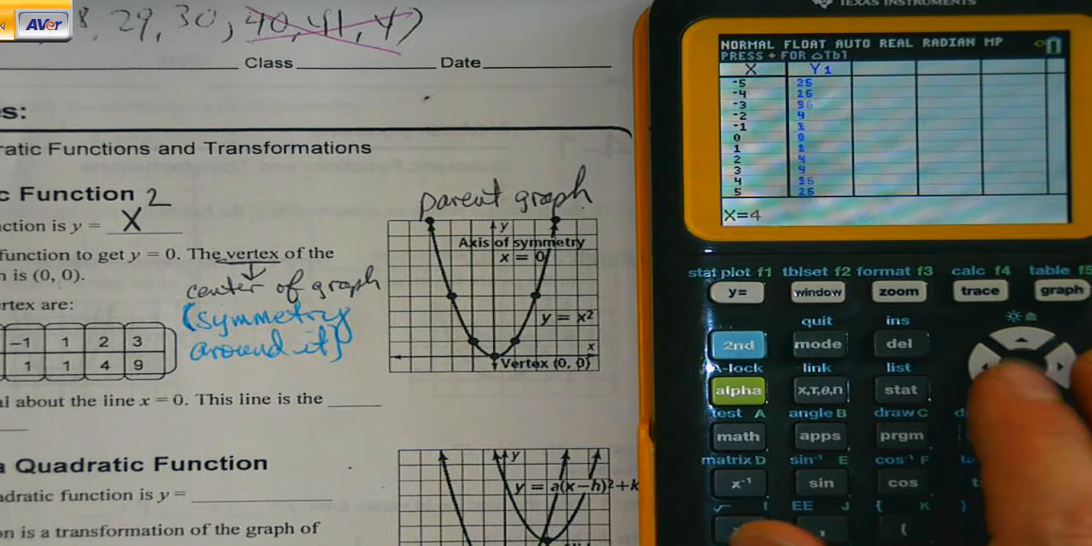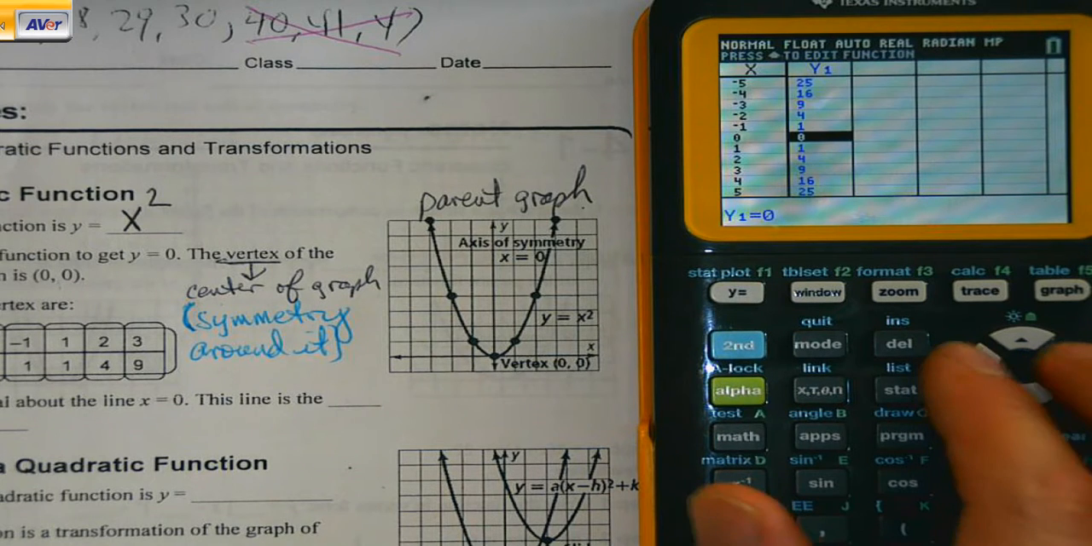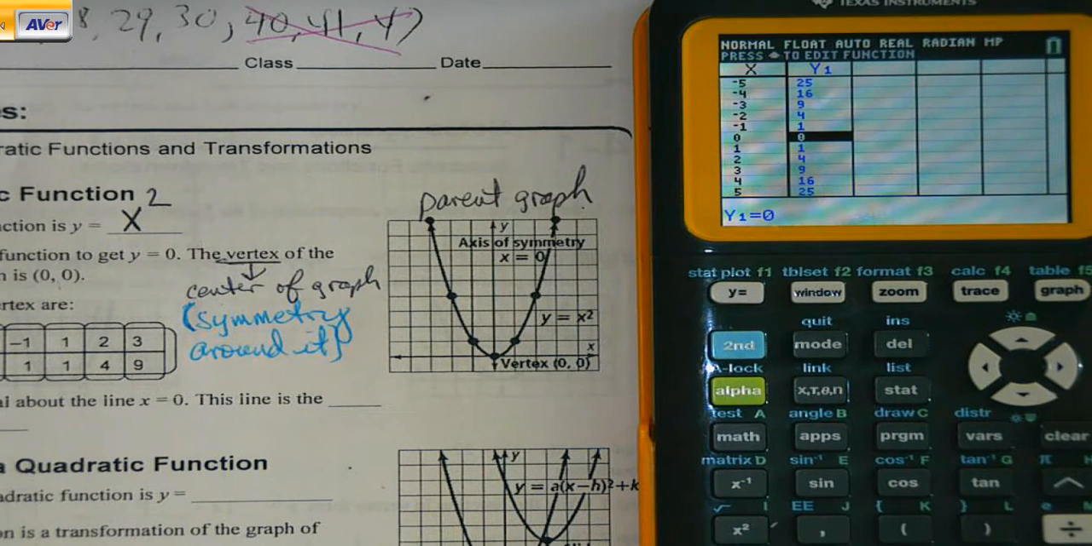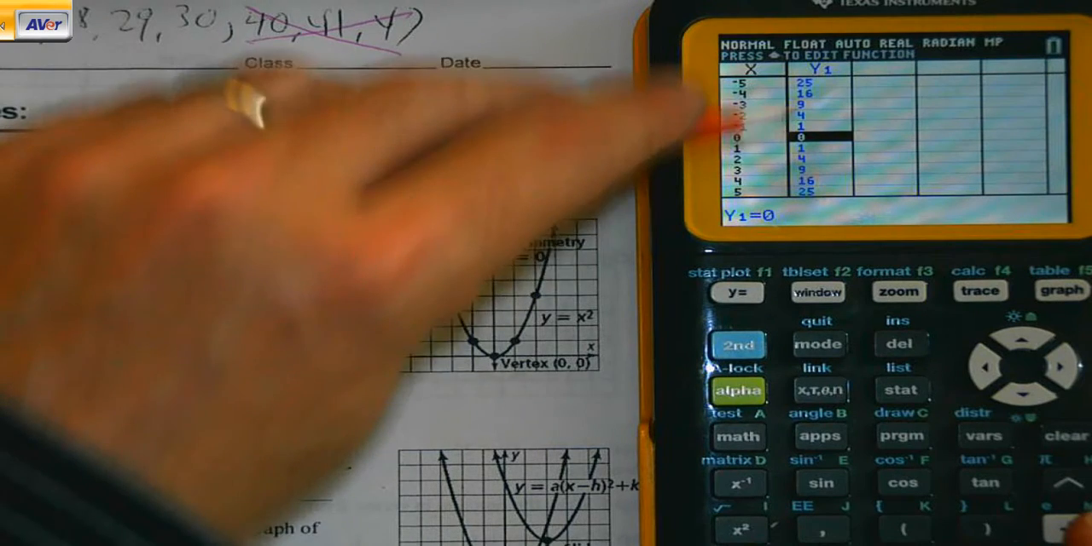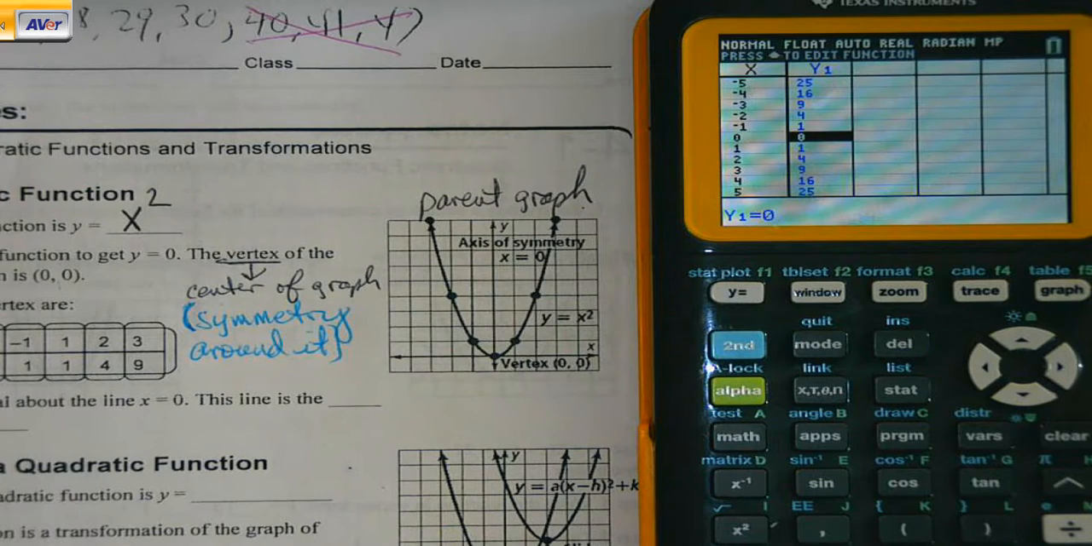And I want you to take a look at something here. So when I get 0, 0 to the middle, notice the y numbers above and below it. They're identical. Okay, they're symmetrical. 1, 1, 4, 4, 9, 9, 16, 16, 25, 25. That's always going to be true once you've found the center, once you've found the vertex.